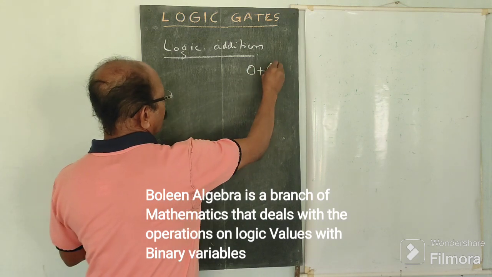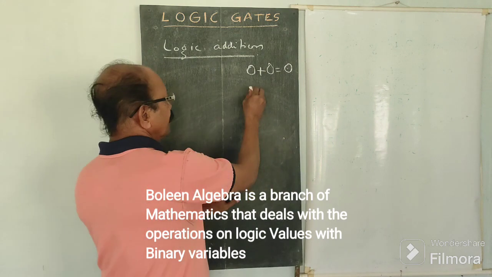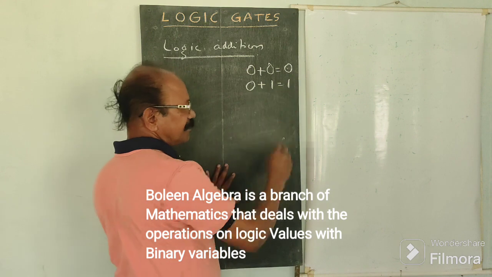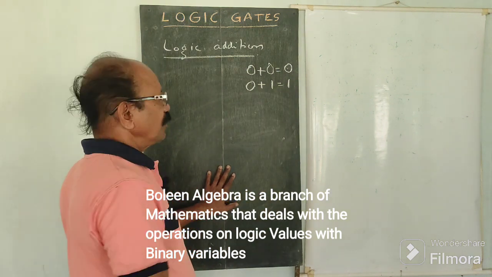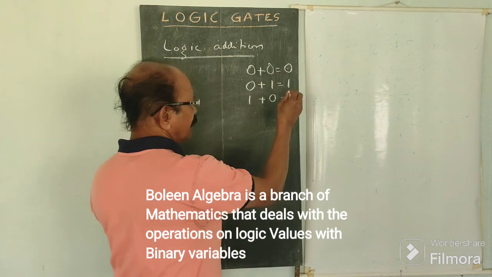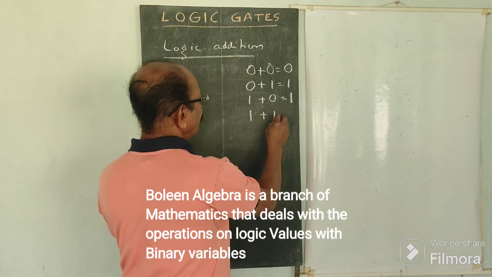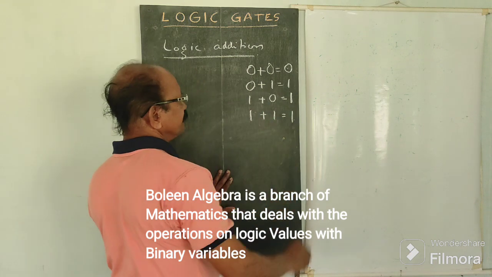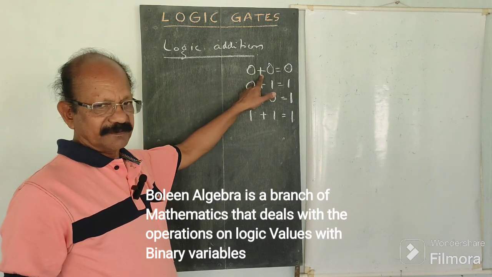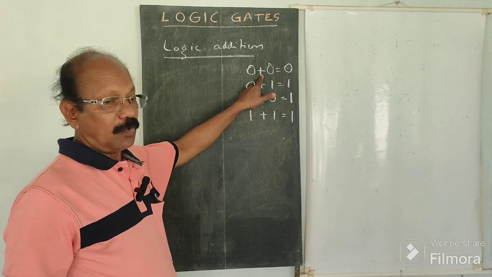0 plus 0 is equal to 0, 0 plus 1 is equal to 1, 1 plus 0 is equal to 1, and 1 plus 1 is equal to 1. Purposely I wrote a plus here, but it is not a plus, it is an OR.